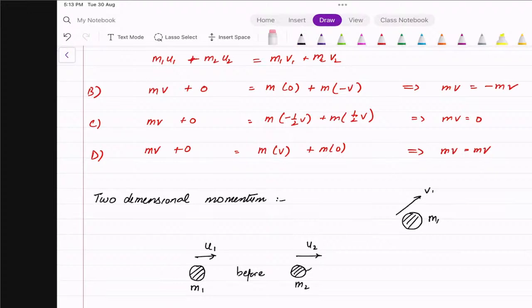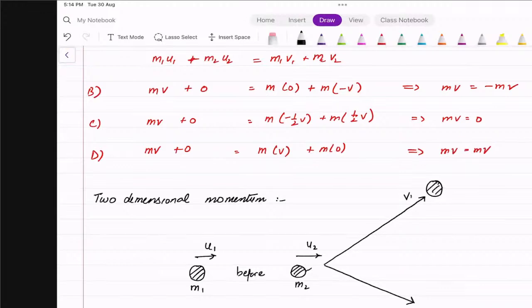I should have made it like this. And one goes to this side. I think I should make it like this, then v1, m1, and the other one goes like this, m2 with the velocity of v2. And of course they will have certain angles between them. So let's call this theta, let's call this alpha. Now this calls for vectors because this is two-dimensional, right?